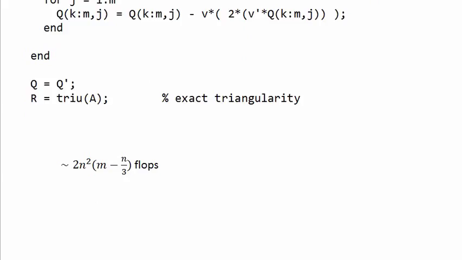If you go through all the work, you find out how long this takes. Again, m and n are different numbers, so you have to have an asymptotic term for each one. The highest order terms are 2mn squared, but you then subtract off a minus 2/3 n cubed in the limit.